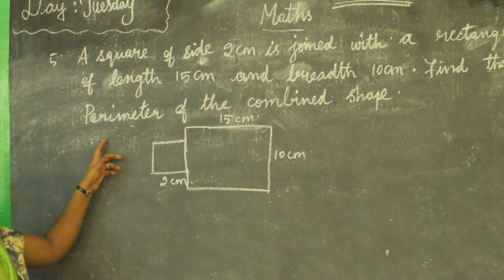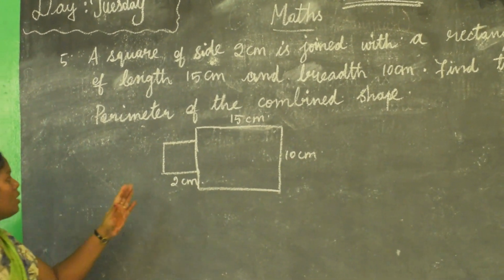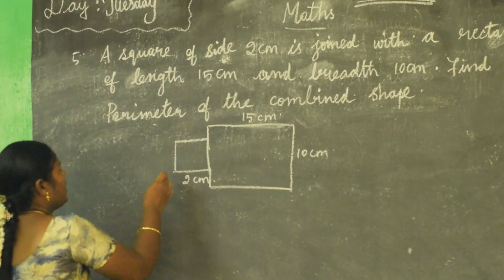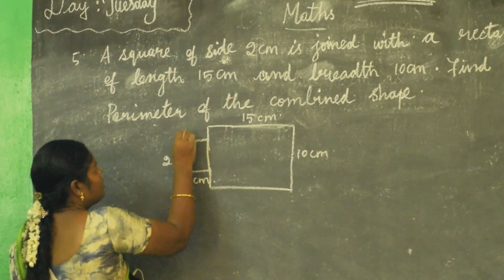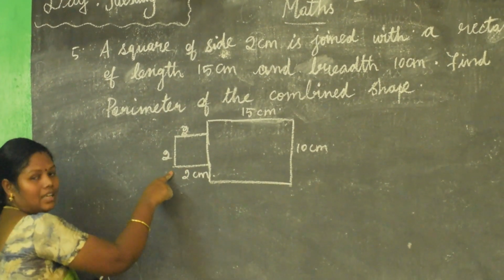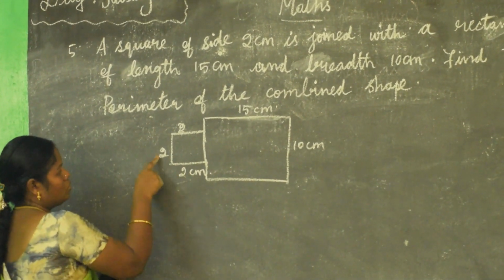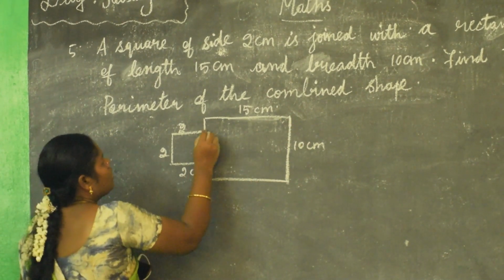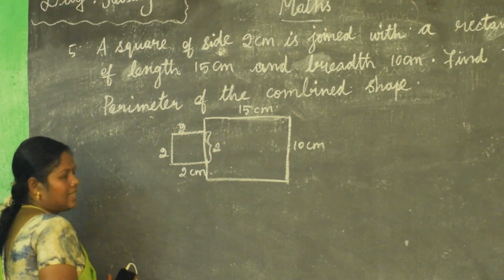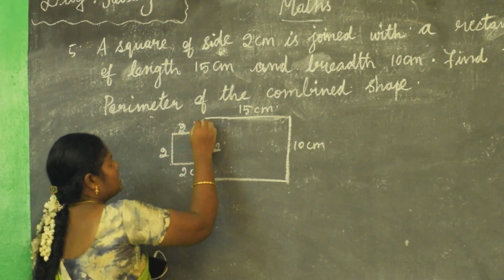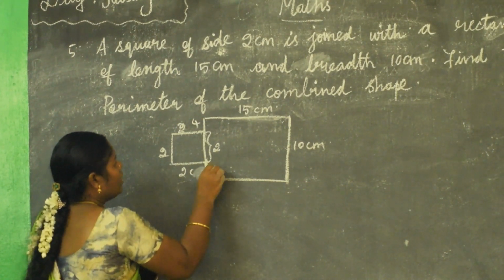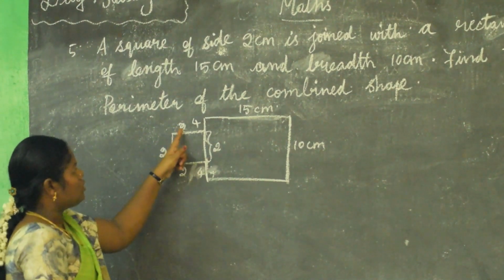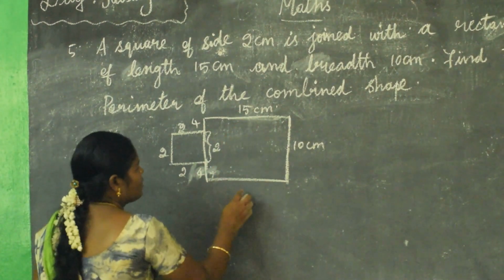Listen, we want to find the perimeter of the combined shape. For the perimeter we need all sides. We know 2 centimeter and 2 centimeter, because a square has 4 sides and all sides are equal. So this is 2, which means this also is 2. Then here the breadth of 10 centimeter is given. So 2 centimeter is the square side, then another 8 centimeter is split as 4 and 4. So all sides are 2 plus 2 plus 2 plus 4 plus 15 plus 10 plus. All opposite sides are equal.